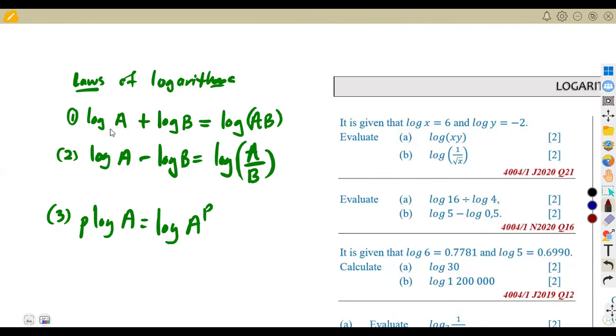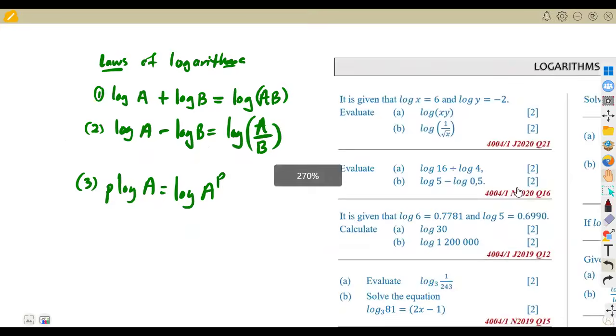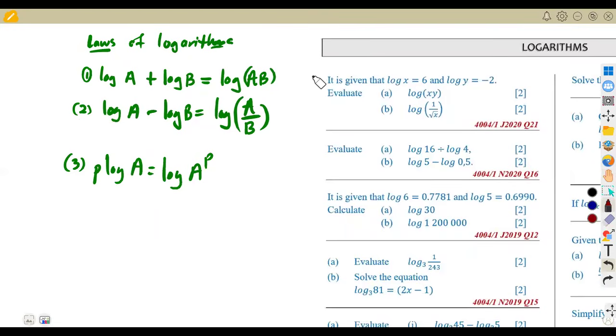So these are your laws. Then you have to understand your basics, from your conversion from a log to an index and so forth. So we shall see those typical questions as we are answering our questions here. We're given the first part of our question here.